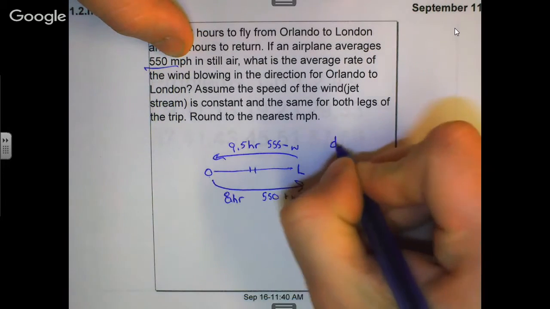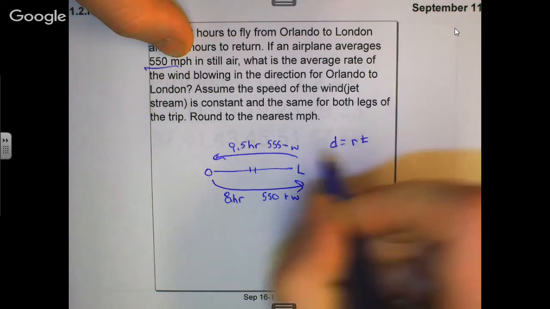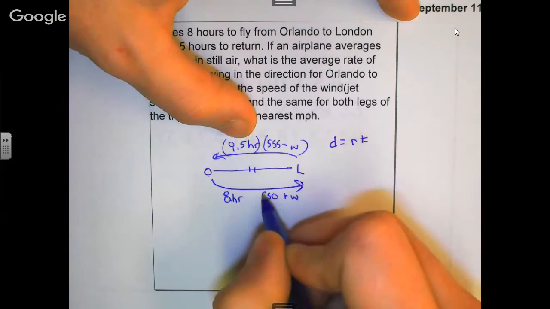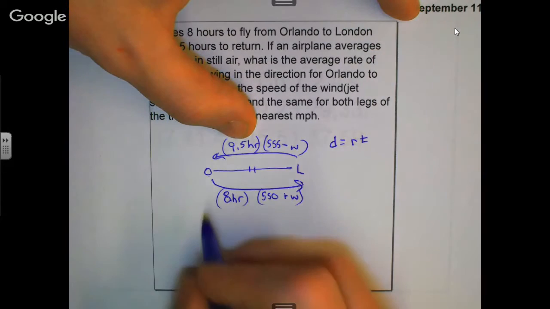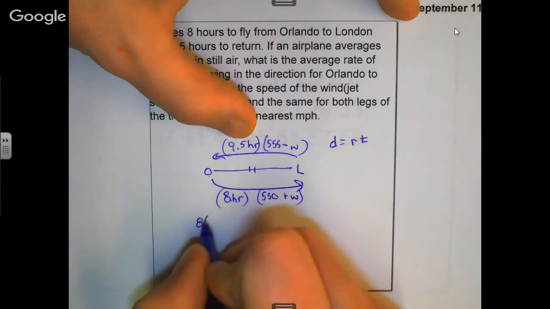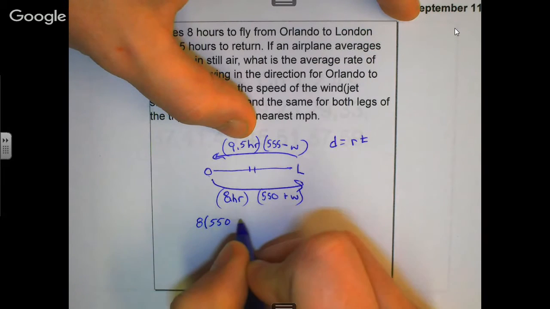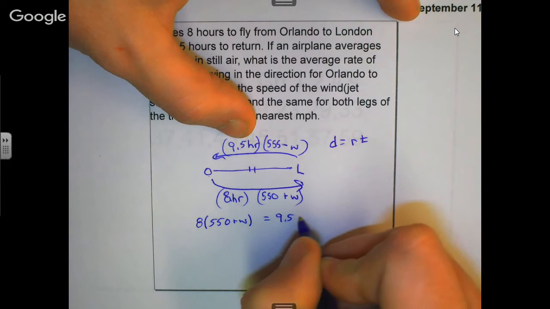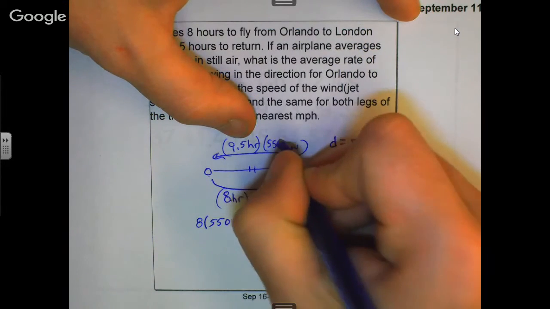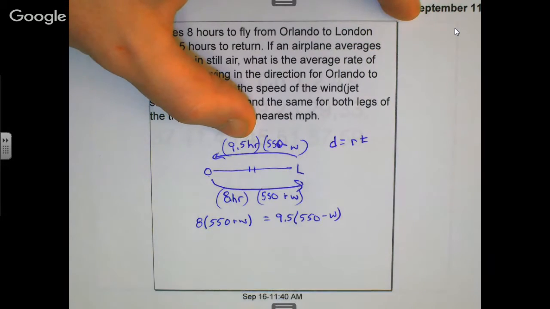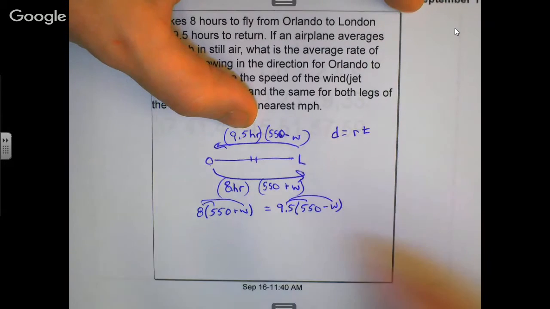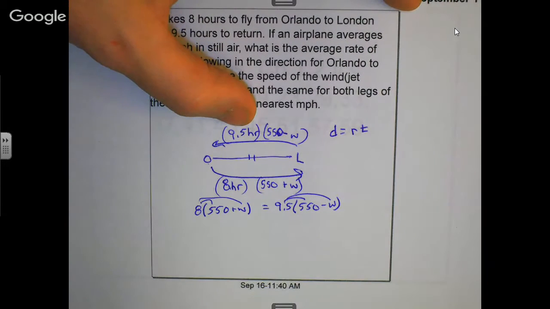And we know that distance equals rate times time. So I have my rate and I have my time, so I'll just set them equal. So I have 8 times (550 plus W) equals 9.5 times (550 minus W). Again, I just distribute, combine like terms, get W on one side.